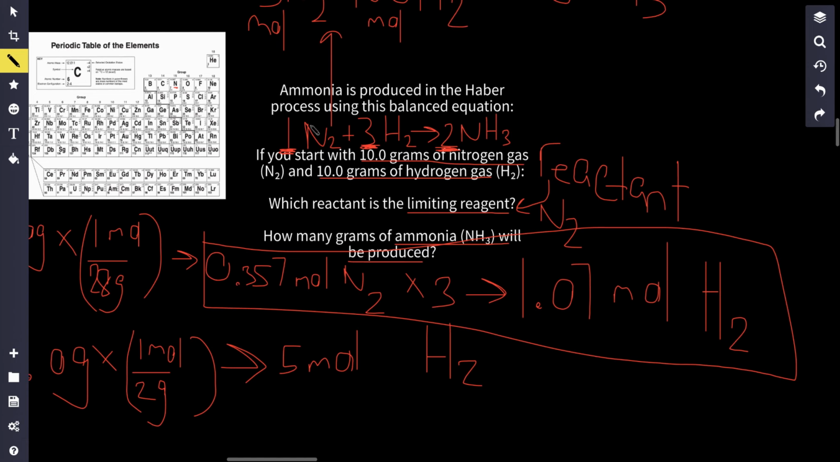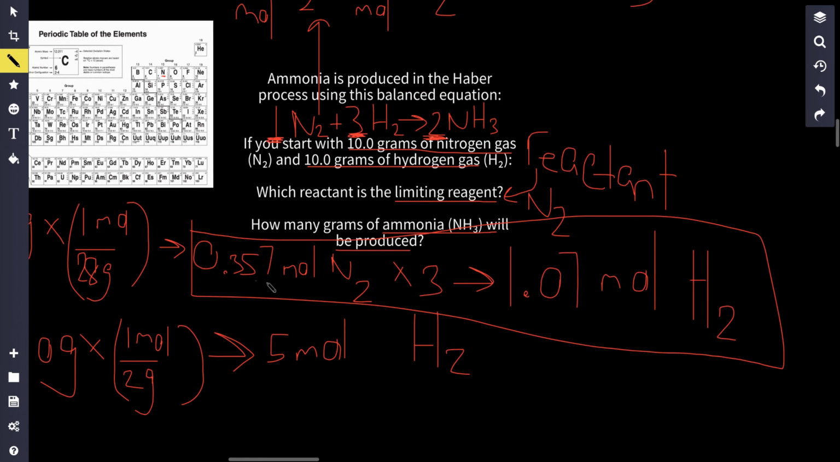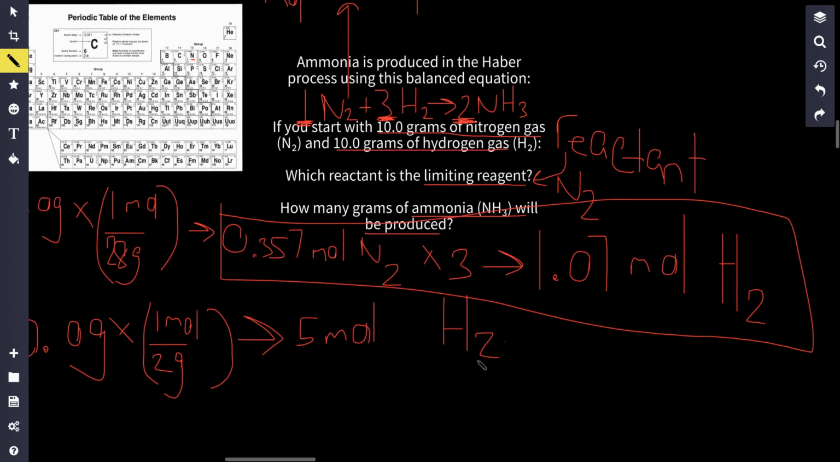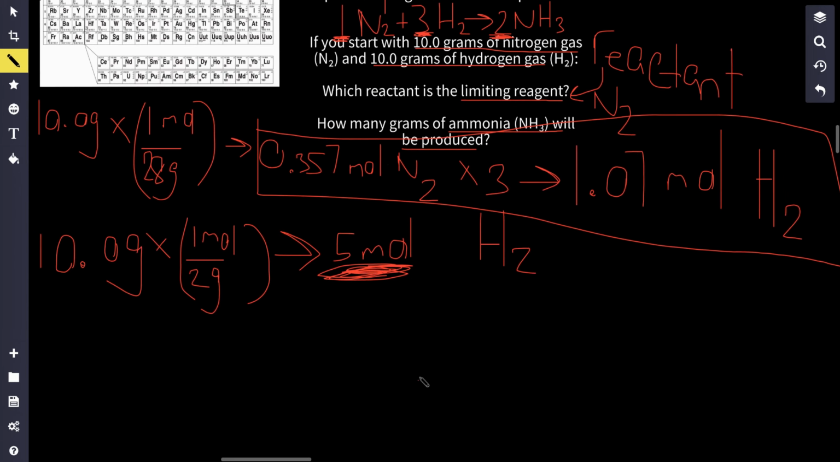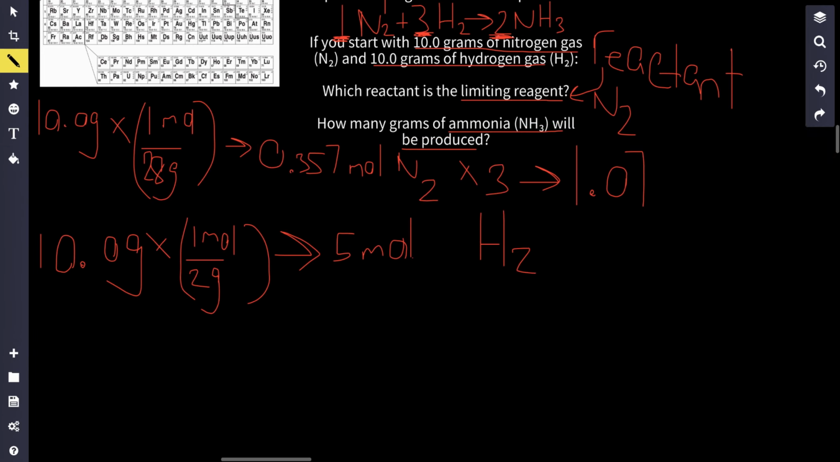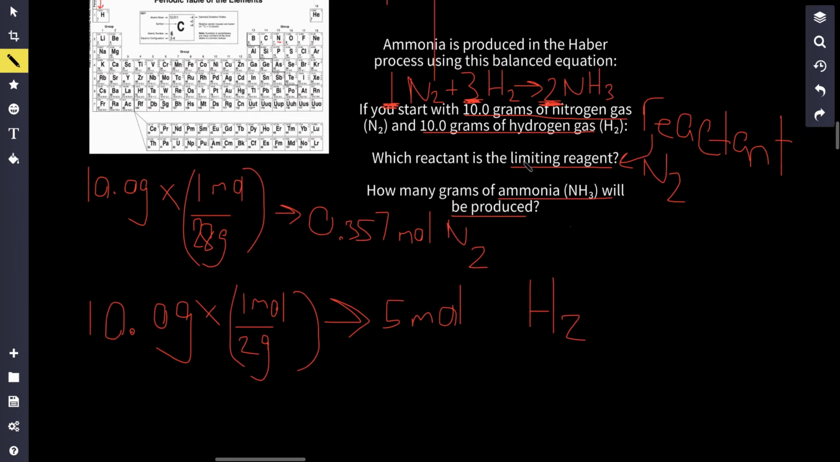So if I wanted a perfect reaction to occur where all of my reactants reacted and turned into products, I would need 0.357 moles of N2, and I would need 1.07 moles of H2. But obviously in this case, not all of the reactants are going to react, because I have way more H2 than I really need. But that's how you would show your work, using the mole ratios and all that.